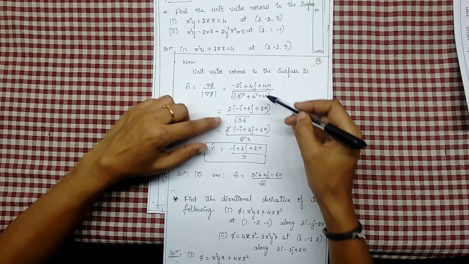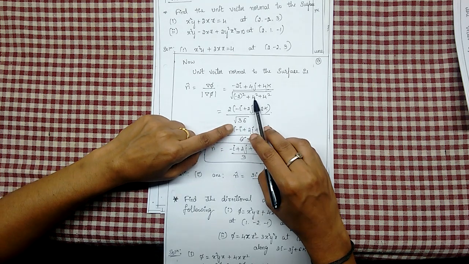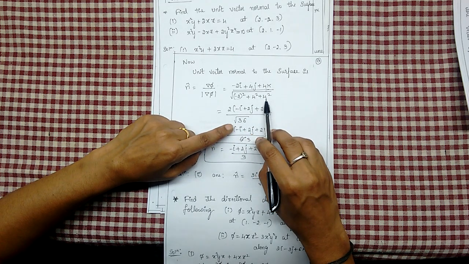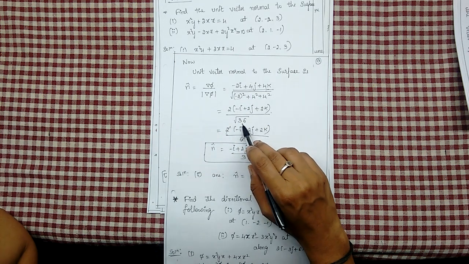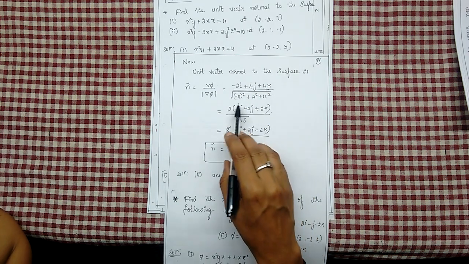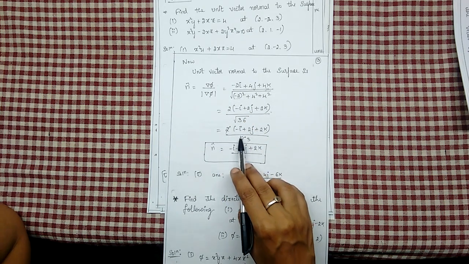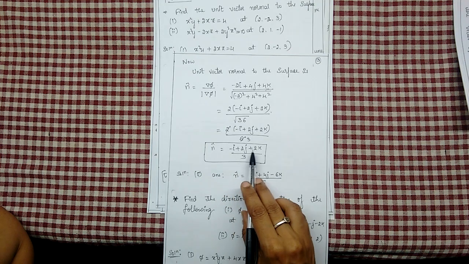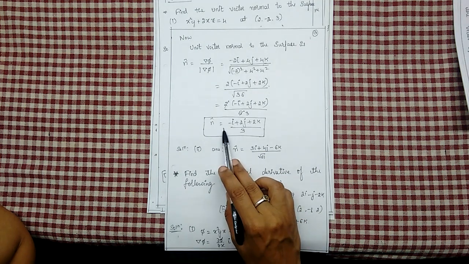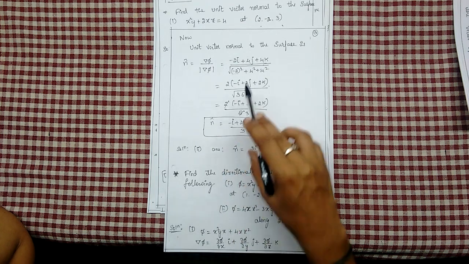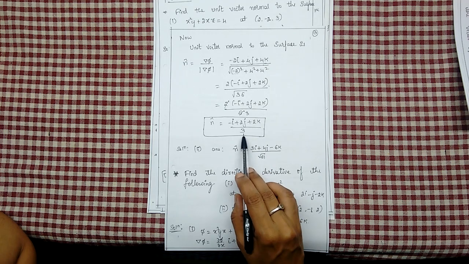Now when you simplify this: 2 square is 4, 4 square is 16, 4 square is 16, 16 plus 16 is 32, 32 plus 4 is 36, root 36 can be written as 6, and here I have taken 2 in the numerator. 6 will be divided by this 2, so I will be remaining with minus i plus 2j plus 2k divided by 3, and this is n cap. N cap is the unit normal vector for the given surface at the given point 2, minus 2, 3: minus i plus 2j plus 2k divided by 3.